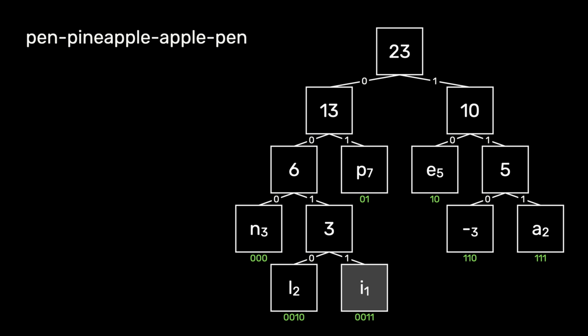Look at the tree. P is 01, but no other symbol starts with 01. E is 10, and no other symbol starts with 10. Every code is unique, and no code is a prefix of another.